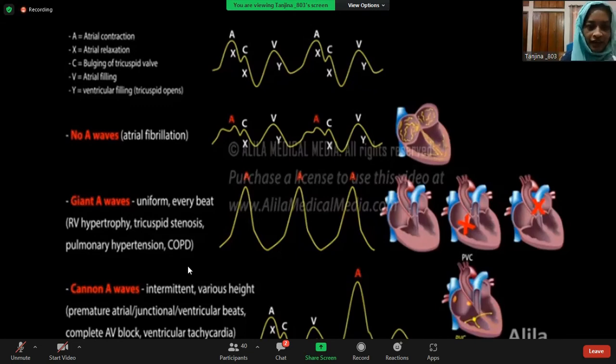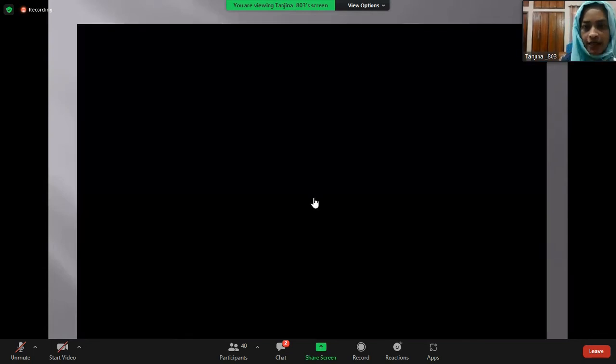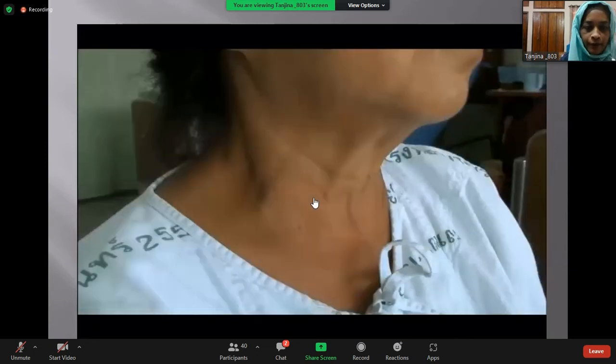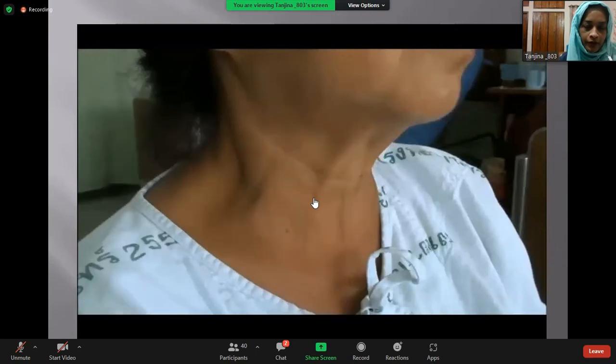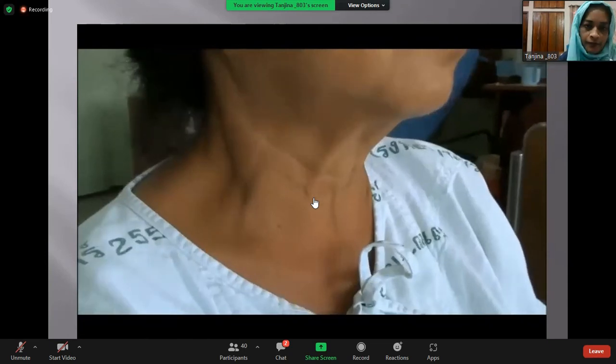This is another sign, the Kussmaul sign. It is found in right ventricular failure, constrictive pericarditis, and cardiac tamponade. And Friedreich's sign is found in constrictive pericarditis. This is the video clip of Kussmaul sign. Normally during inspiration, the jugular venous pulse descends due to negative intrathoracic pressure. Blood is sucked in. But in a few conditions there is a paradoxical rise in the jugular venous pressure pulsation, which is called the Kussmaul sign.